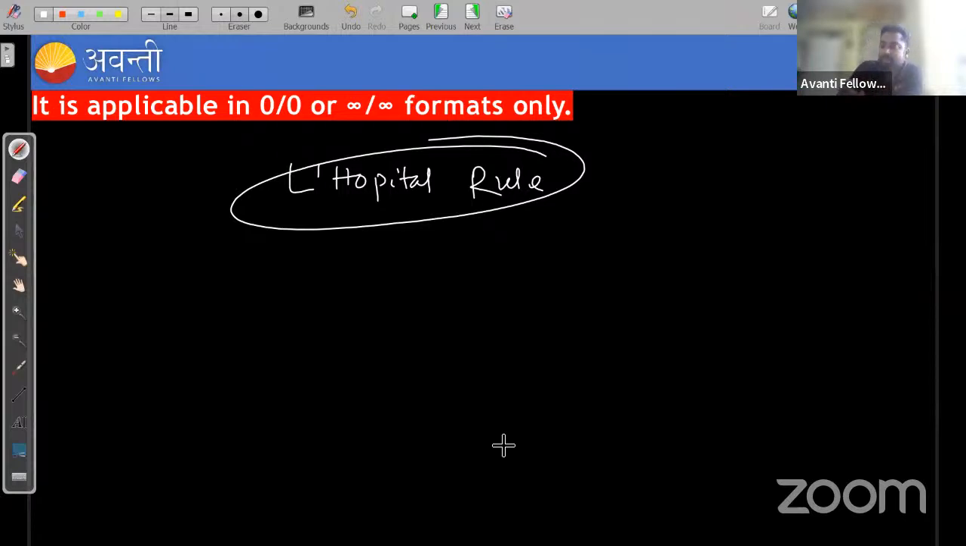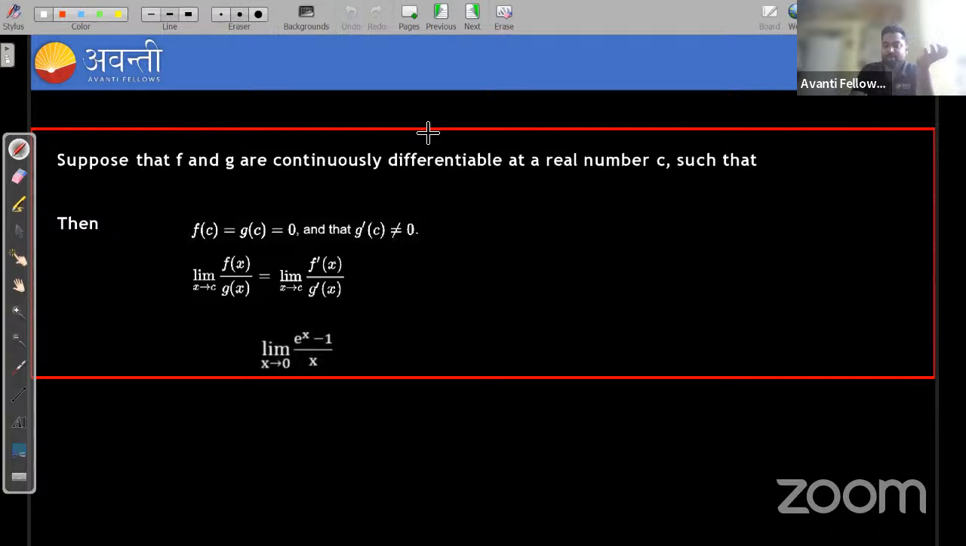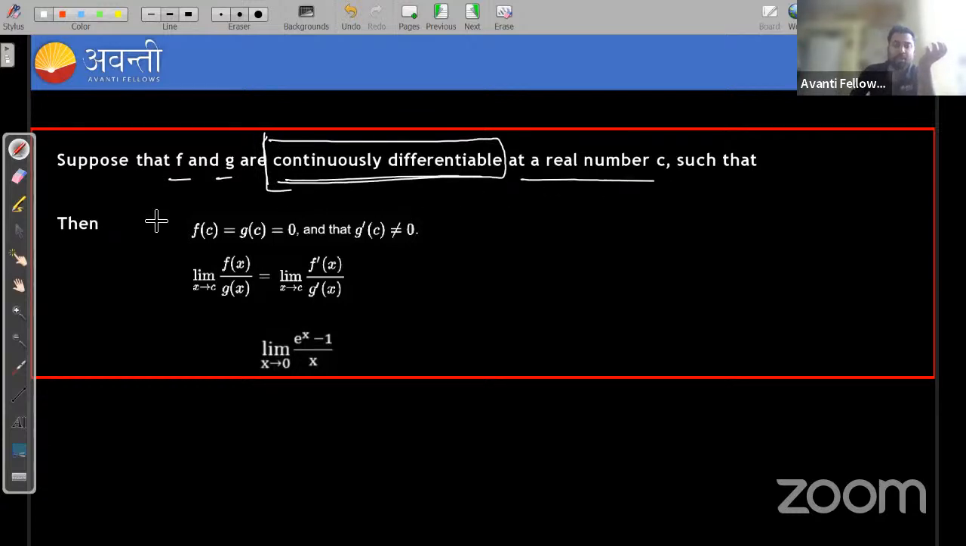Okay, let's come back to our concept, that is L'Hopital's rule. L'Hopital's rule is used to solve questions when the limit is in the form of 0 by 0 or infinity by infinity, right? So what is L'Hopital's rule? Suppose f and g are two continuously differentiable functions at a real number c, such that f of c is equal to g of c is equal to 0, and g dash c is not equal to 0.